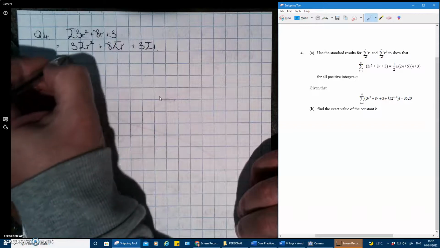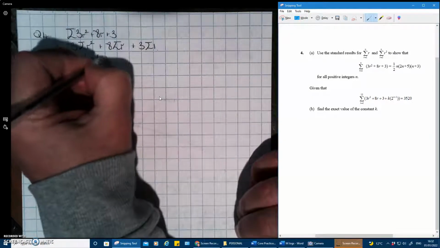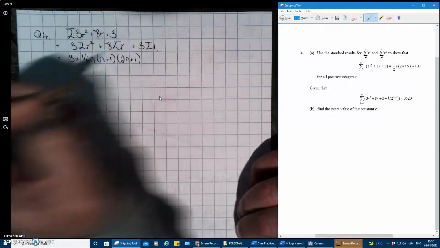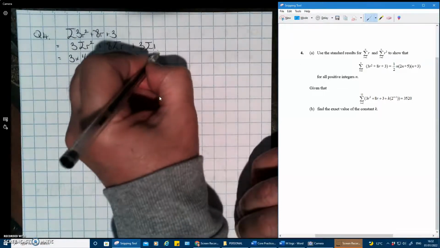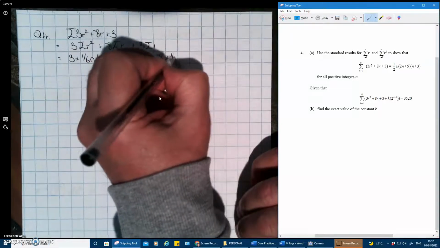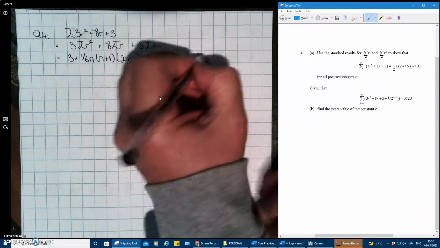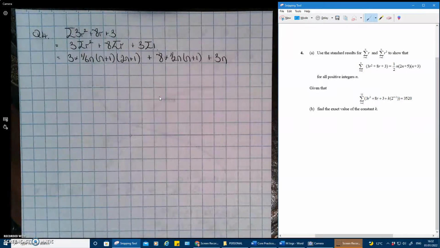Sum of r squared is 3 times a sixth, n plus 1, 2n plus 1. That is given on the formula sheet. Sigma r is 8 times a half n plus 1. It's not given on the formula sheet. Plus 3n. Now we've got to simplify this.